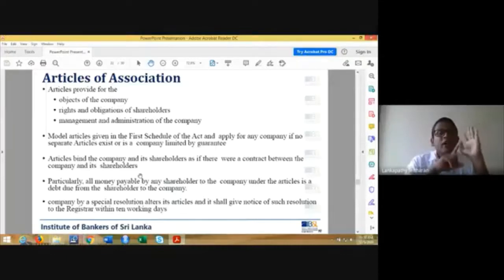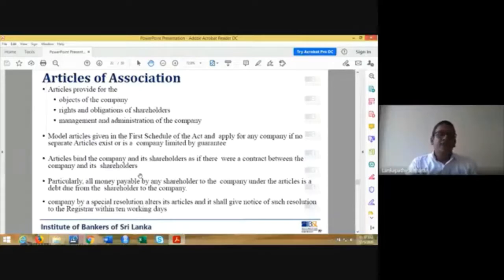It is mentioning the objective of the company. The second most important factor is that it is the contract between the company and its shareholders, and the rights and obligation of the shareholders are also mentioned in the article of association. That's why it is said that the article of association is the most important document for a company. So based on that document only, the rights and obligation of the shareholders and the contract between the company and shareholder is decided or determined.